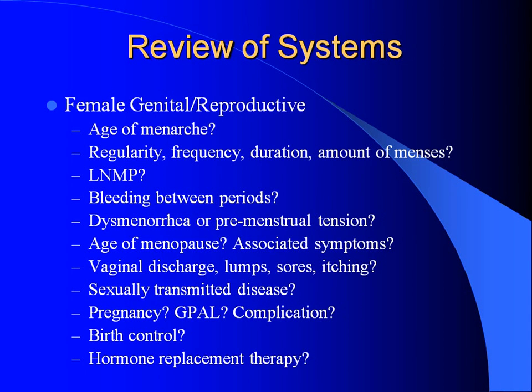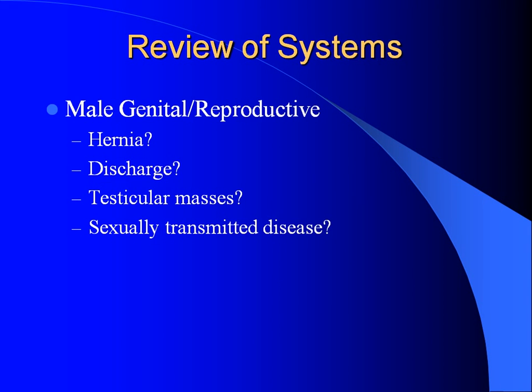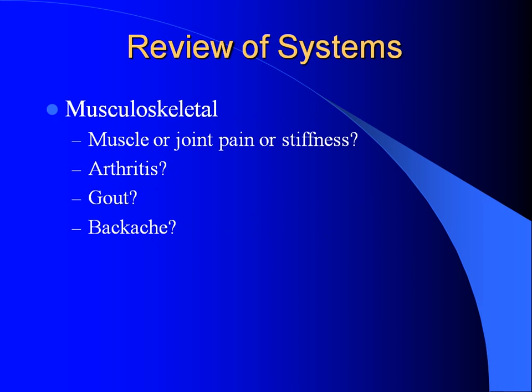So, asking those things: any irregularities, any discharges, are they walking with a shuffle? PID shuffle? Yeah. So, birth control, hormone replacement therapy, are they taking estrogen replacement, or progesterone, or both? You get different effects from both of them. Male: hernia, discharge, masses, torsions, sexually transmitted diseases.